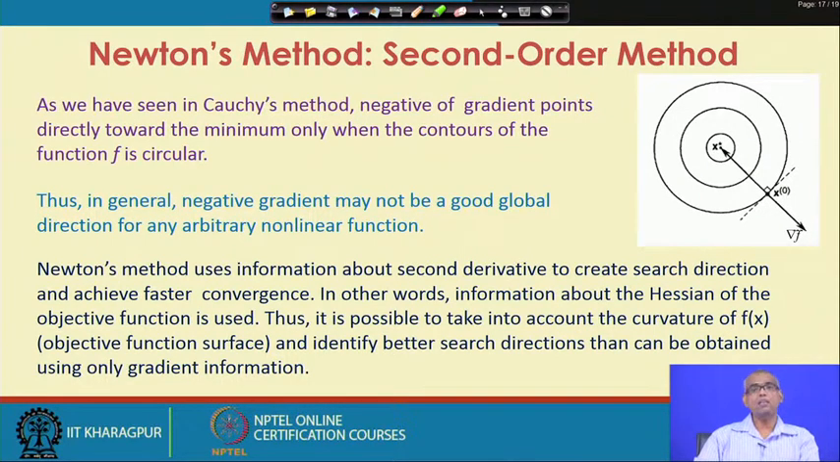But we will see later that this is true only when we start very close to the optimal point. So, Newton's method is a second order method because it makes use of second order information, that is, the Hessian of the objective function is used.